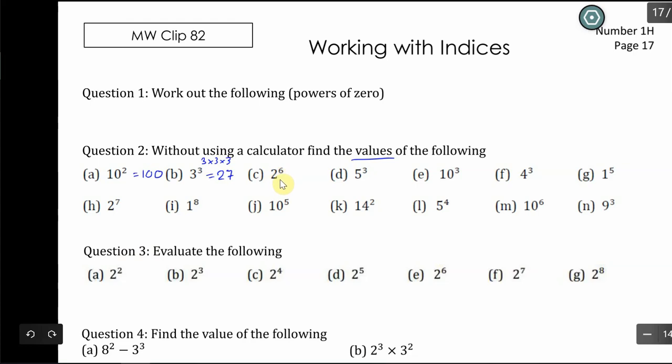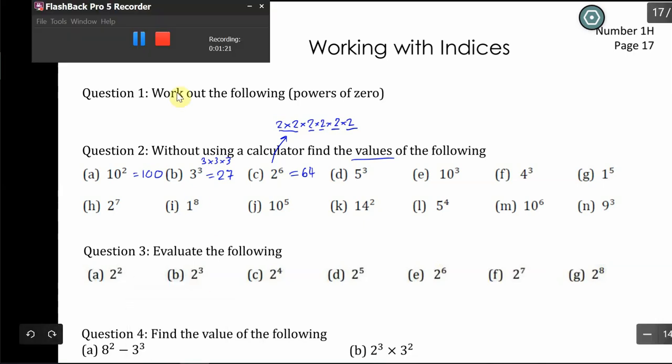So 2 to the power of 6, not one that we're expected to know, but easy enough to figure out. We know it's 2 times 2 times 2 times 2 times 2 times 2. 2 times 2 is 4, times 2 is 8, times 2 is 16, times 2 is 32, times 2 is 64. Okay, so I'll pause the video now and you can have a go at the rest.